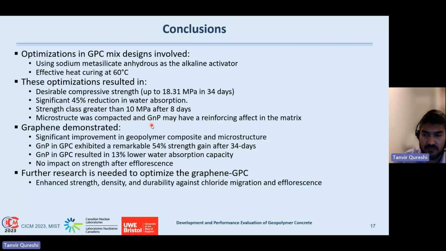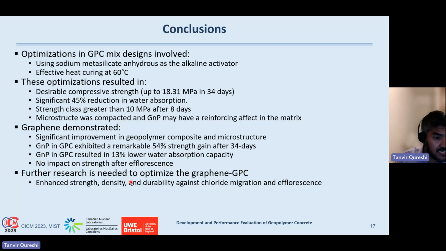And the microstructure of the composite has been compacted, and GNP may have a reinforcing effect in the matrix. And what GNP has demonstrated is a significant improvement in geopolymer composite and microstructure, exhibiting 54% strength gain in 34 days compared to the composite mix without any GNP, and 13% lower water absorption capacity. Also, no impact in the strength after efflorescence.